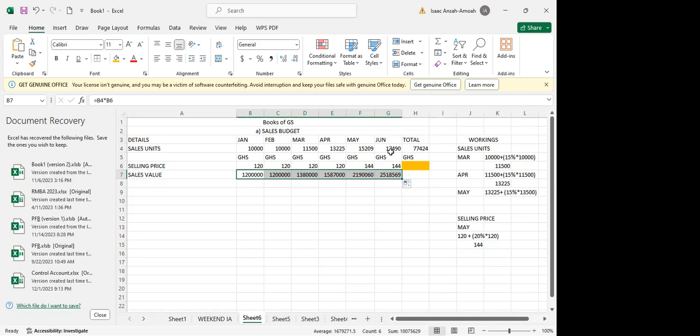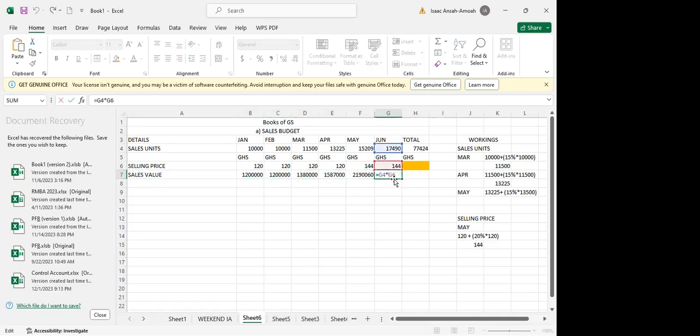Okay, so I'm trying to generate the sales values. If I want to generate the sales values for month 1, I'll multiply the selling price by the sales unit. For month 2, which is February, I'll multiply the selling price for that period by the sales unit. And then I'll do that for the rest of the months up to June, right? So my sales value for June is just a function of the sales unit of 17,490 times 144. And that is generating the figure that you can see here.